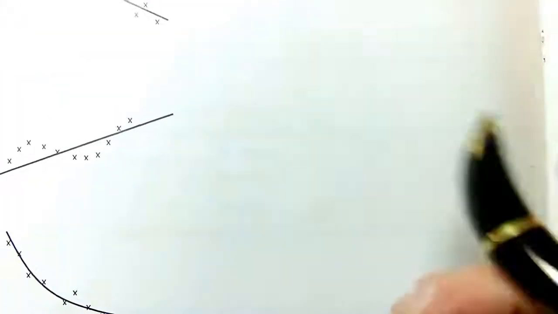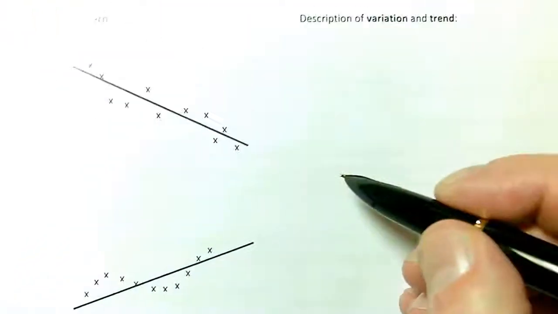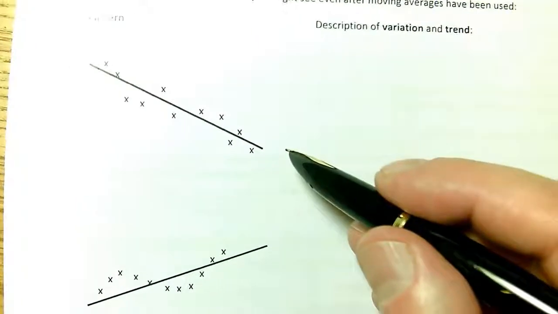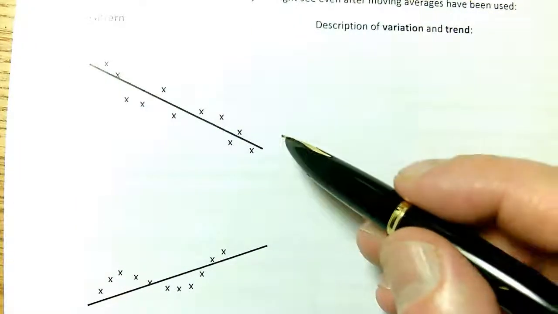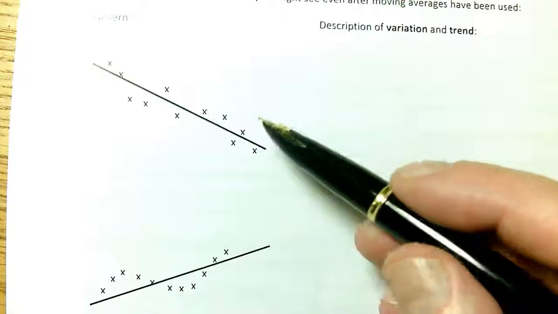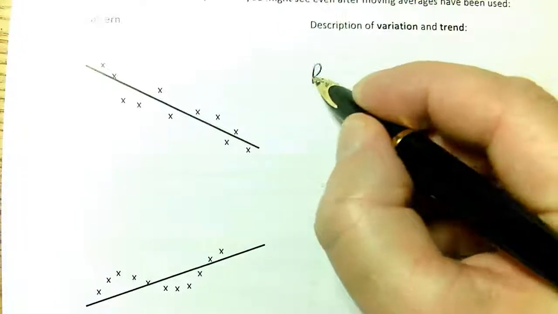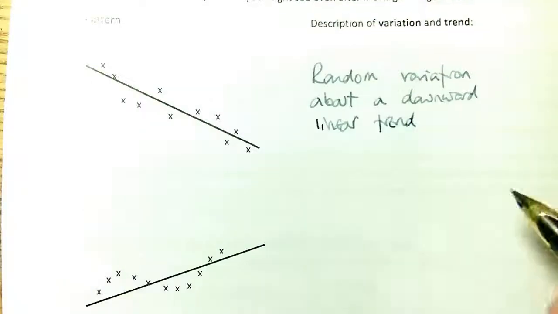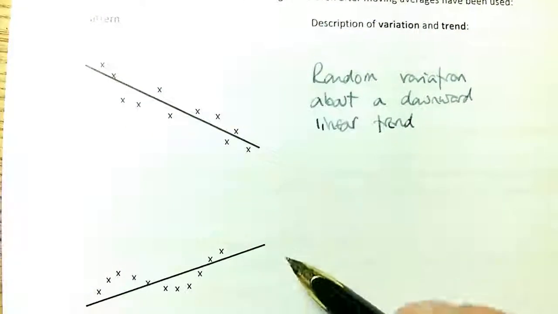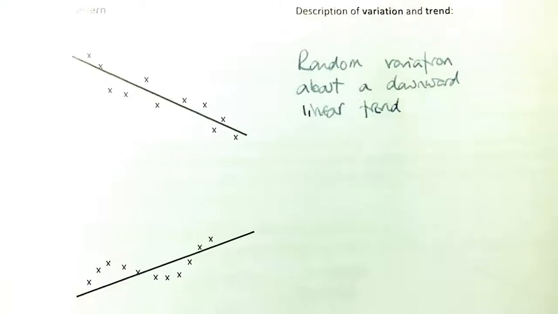Whereas over the page, when we look at the next examples, okay, this is clearly a downward linear trend, but this time the variation is not patterned. Some are above, some are below, but not in a predictable way. So this is random variation about a downward linear trend. We've still got a sensible straight line through the points.